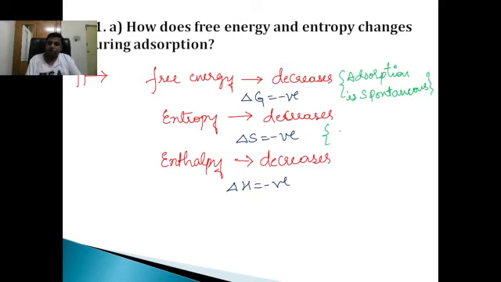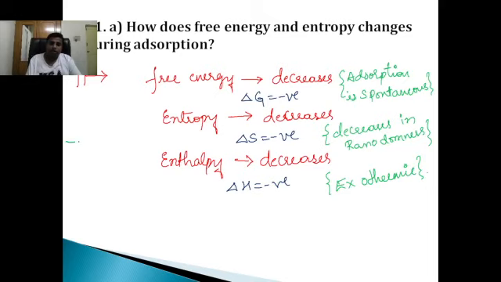We know adsorption leads to decrease in randomness, that is why we say entropy decreases. Hence delta G is also negative. And we know adsorption is exothermic, so heat is liberated, therefore enthalpy of the system decreases, right? So all the three will decrease.